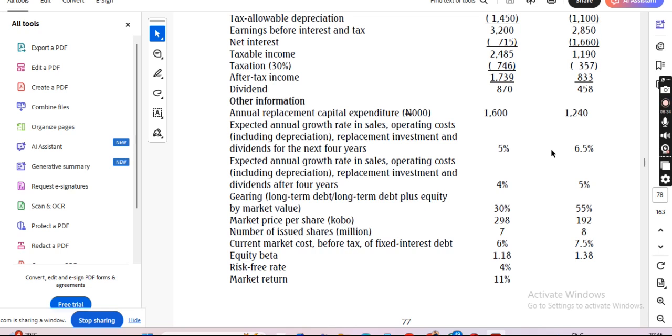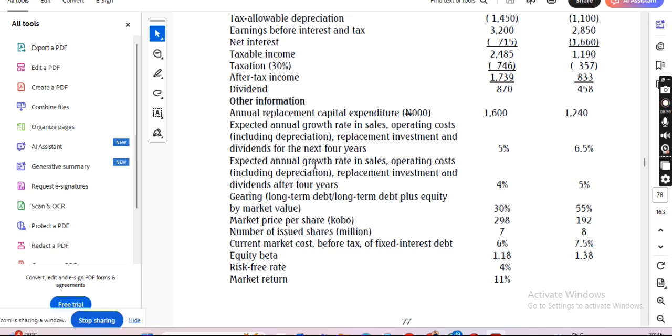You increase your annual replacement. Don't forget, replacement investment, including the dividend, will increase for the next 4 years, right? Which means you have to grow it. Year one, increase by 5%, year two increase by 5%, year three increase by 5%, year four increase by 5%.